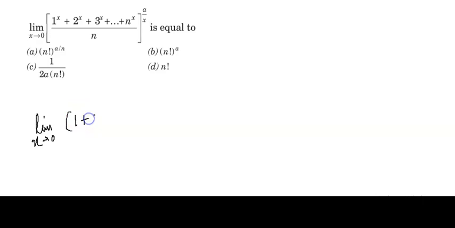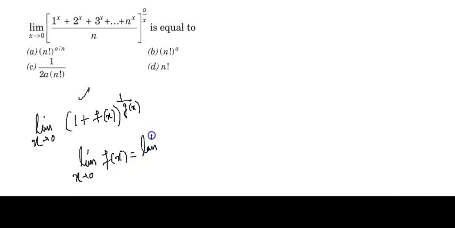Limit x approaches 0 of (1 plus f(x)) raised to the power 1 by g(x). Whenever we get this type of expression, a required condition is that limit x approaches 0 of f(x) should be equal to limit x approaches 0 of g(x), and this should be equal to 0. Okay, if this is the condition, then we can say that this is equal to e to the power limit x approaches 0 of f(x) upon g(x).